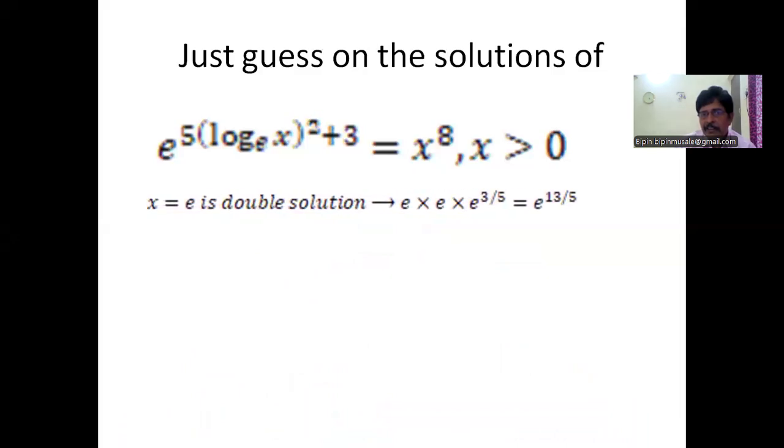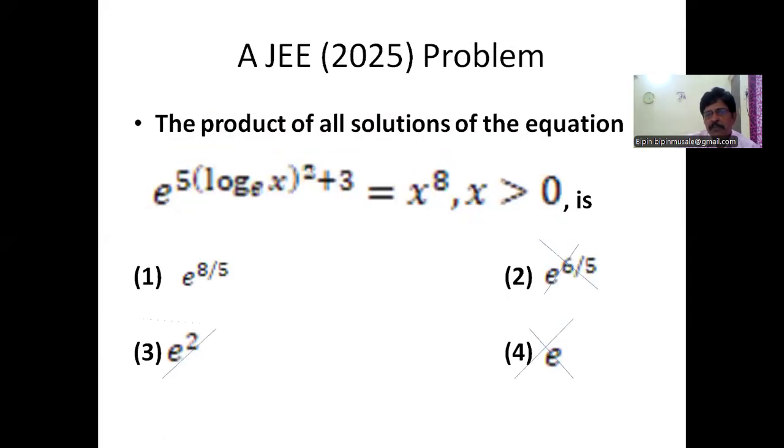Now let us check whether x equal to e is a double solution. If x equal to e is a double solution, what would be the product? We can't say that, because there are only two solutions, right? So suppose x equal to e square is a solution. Then the product of the solutions is e raised to 13 upon 5, which is none of the options given. So x equal to e square is also not a solution. And the only option left is e raised to 8 by 5. Yes, that is the correct option.